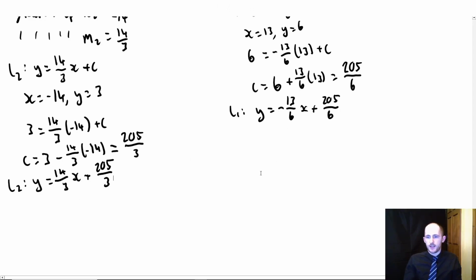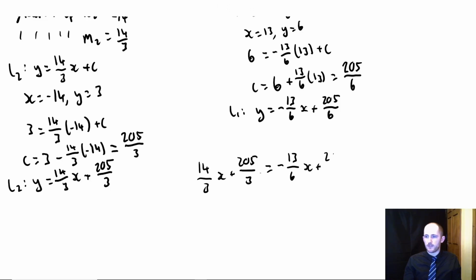So I can just now write 14 over 3x plus 205 over 3 equals minus 13 over 6 x plus 205 over 6. So I know you're probably looking at this and heaving a little bit. You could times the whole thing by 6 and make them all whole numbers. Right? So if this was a non-calculator question, you could easily do it by doing that. Would you guys like me to get rid of the fractions? It's not necessary if you have a calculator, to be honest. But I'm more than happy to do it.